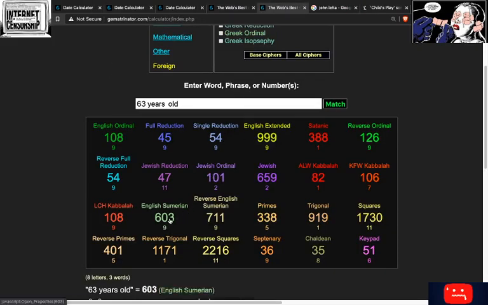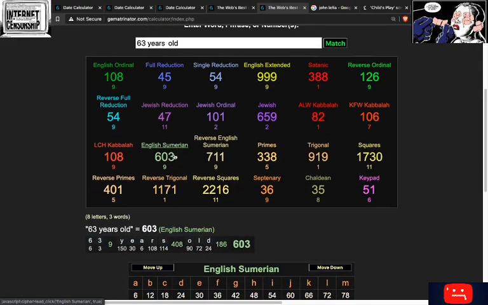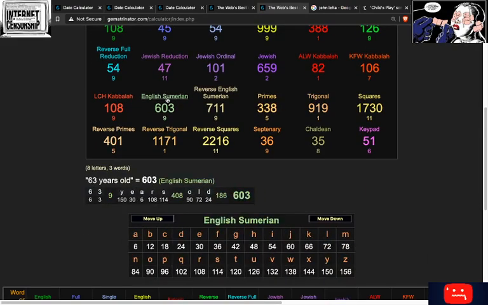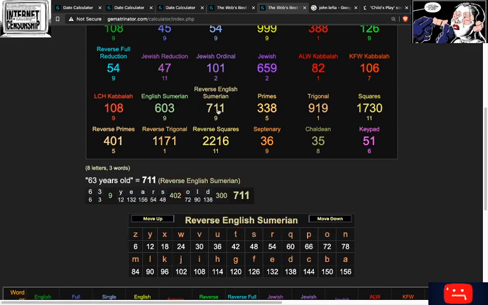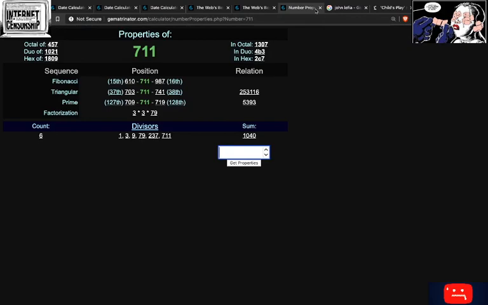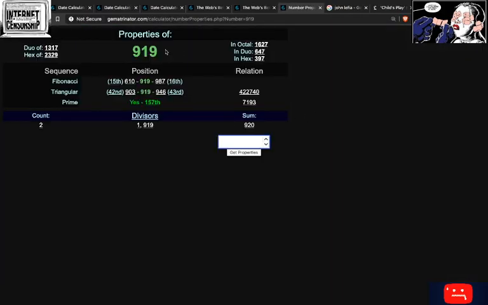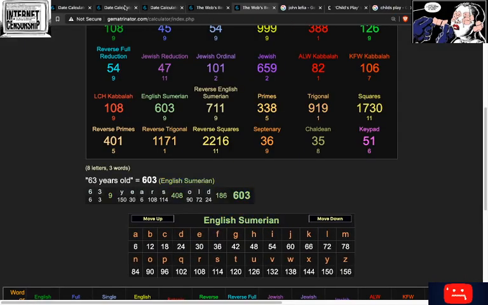Unreal, man. He died at 63 years old. In English Sumerian, which is the cipher where you multiply everything by 6, so A is 6, B is 12, all the way up to Z, 156. 603, he's dead at 63. Unbelievable. It's also 919, which is the 157th prime number, and 157 is the 37th prime number. Dead on a 37 date numerology?